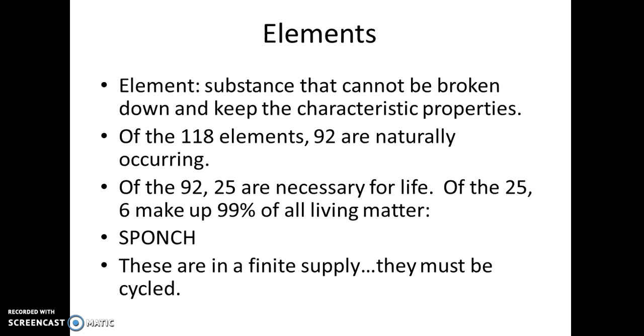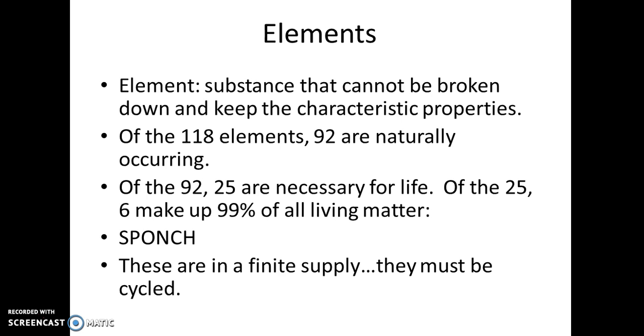In chemistry, hopefully you've learned about all these definitions. We're going to start off with elements first. An element is a substance that cannot be broken down and keep its characteristic properties. So there are 118 elements. 92 of them are naturally occurring. Of the 92, 25 are necessary for life, only 25. And of the 25, 6 make up 99% of all living matter.